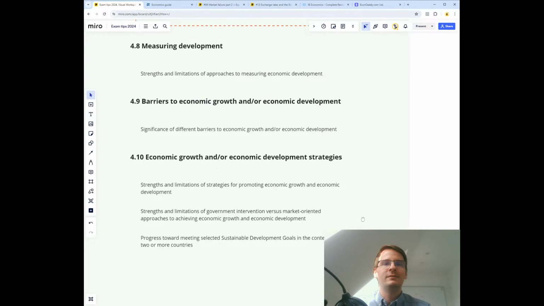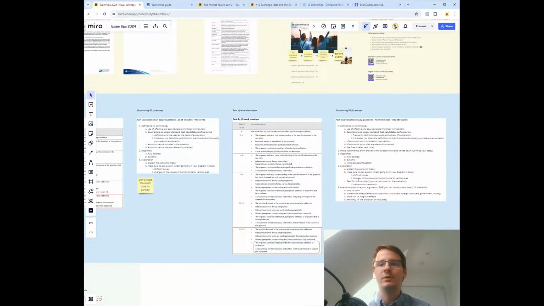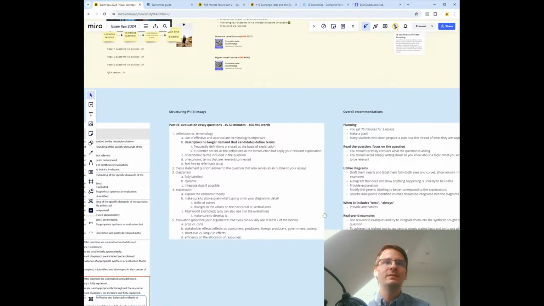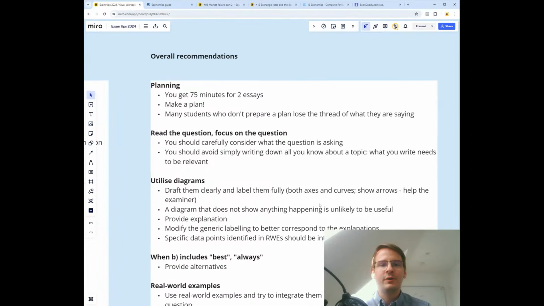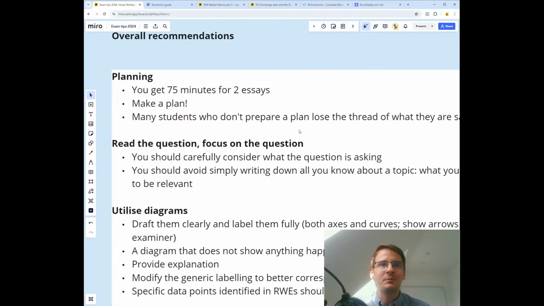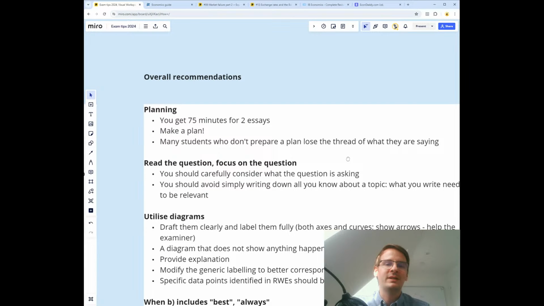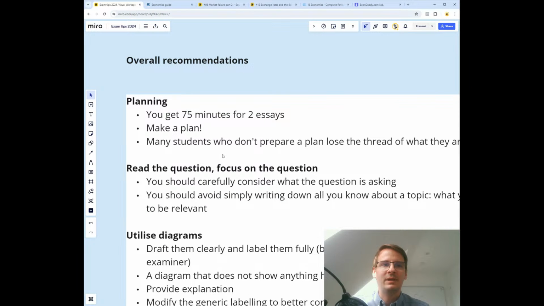Okay, right. With that said, let's jump over to the last thing I have for paper 1, and that's the overall comments. First off, please plan your essays, especially the part B. Lots of students just start writing everything they know, and it's not really working out. Many students who don't prepare a plan lose the thread of what they are saying. You have 75 minutes, it's quite a lot of time. Try and make a plan.